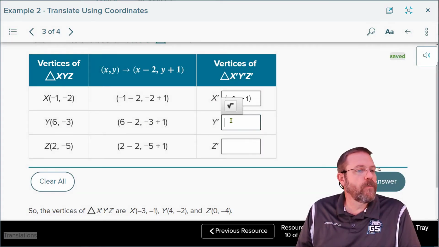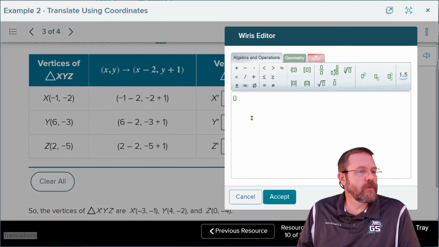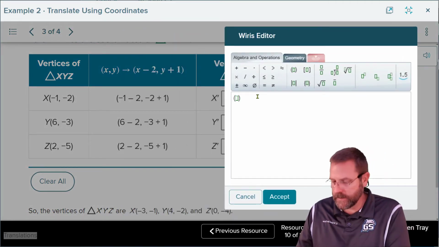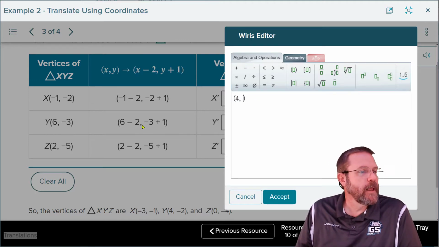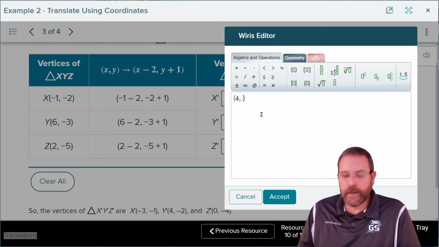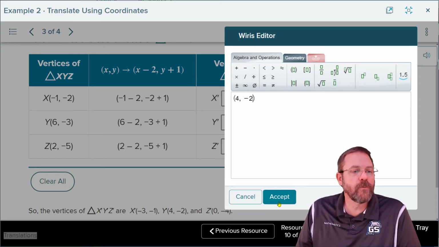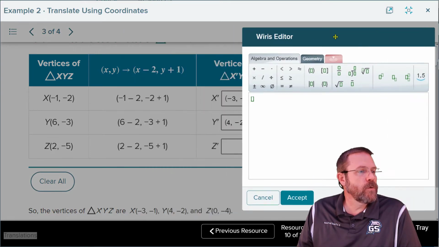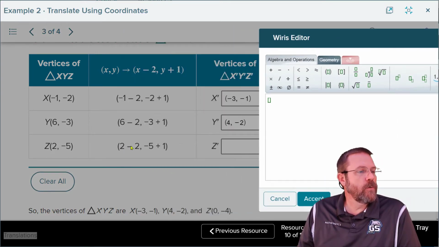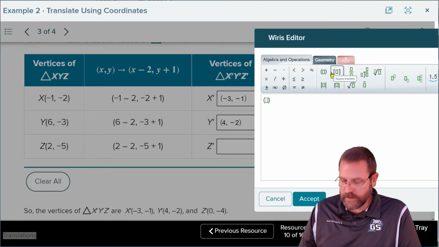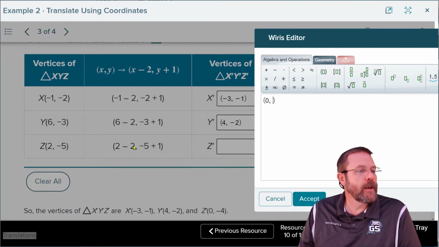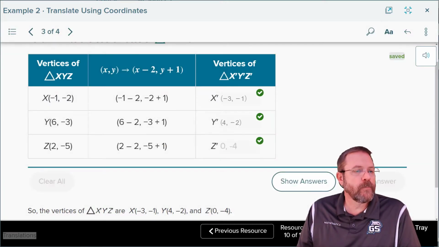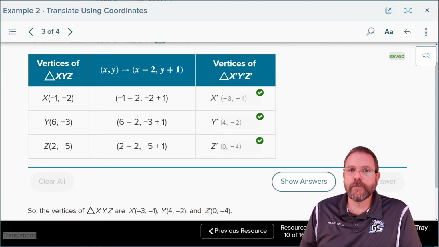For the next point, we're going to have 6 minus 2. That's easy. That's going to be 4, comma, space. -3 plus 1. Again, signs are different. Find the difference with the sign in front of your larger number going in front of your answer. And for your Z term, your new points are going to be 2 minus 2. That's going to be 0, comma, space. -5 plus 1. That's going to be -4. So that's going to end up being it there. Check those answers, and that part's good.